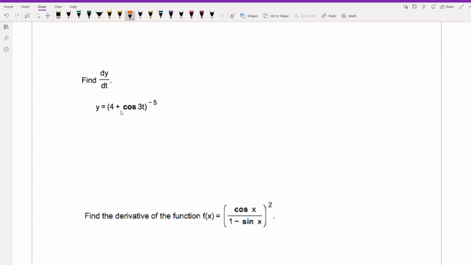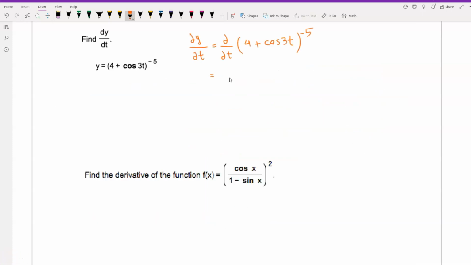Find the derivative of y with respect to t. The derivative is equal to the outside function. Here we have -5 times 4 plus cosine 3t. The power is -5 minus 1, so that is -6, times the derivative of the inside function, that is 4 plus cosine 3t. And this is equal to -5 times (4 plus cosine 3t) to the power -6 times the derivative of cosine, which is negative sine, and the derivative of 4 is 0.